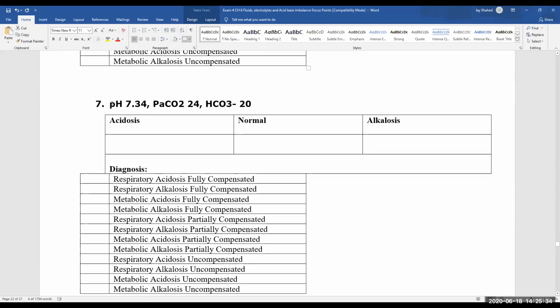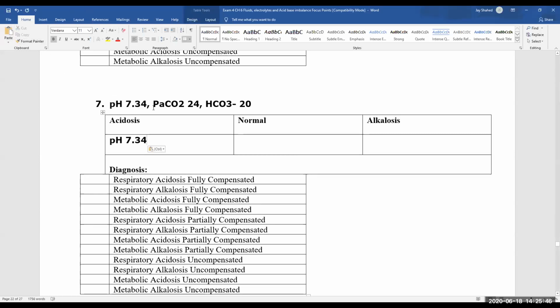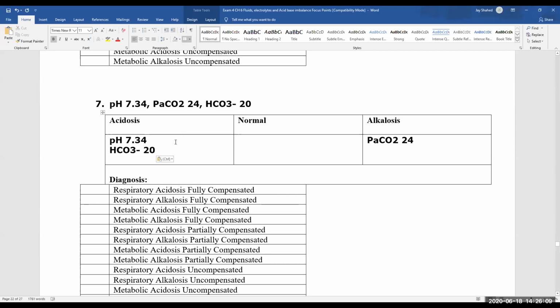How about this one? pH is what? Acidic. It's barely acidic. Good job. What's normal? 7.35. So it's close, but it's still acidic, you see? How about this? That is basic. How about this? Acidic. So what's your diagnosis? Metabolic acidosis, partially compensated.